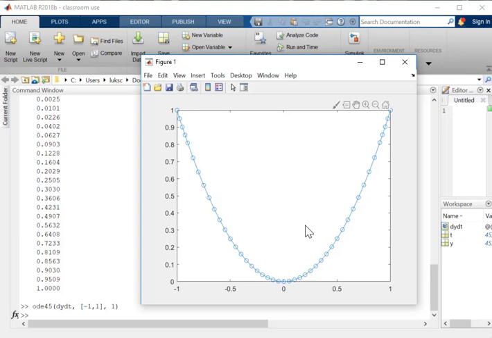Okay, so this is the basic way that ODE45 works. When you get a result that isn't as expected, then that's an opportunity for you to try one of the others that we'll be looking at in future lessons. Although in our next lesson, we're going to look at higher order differential equations.